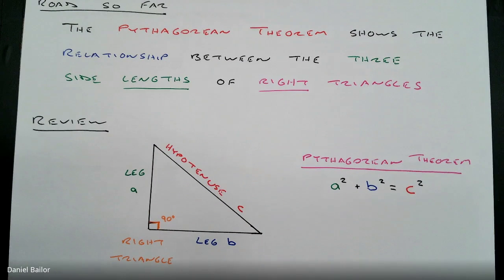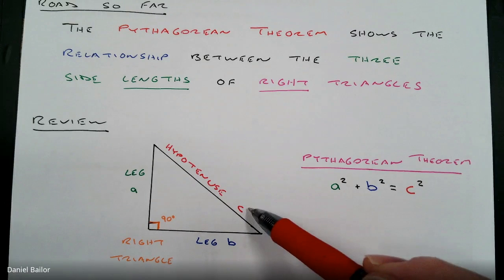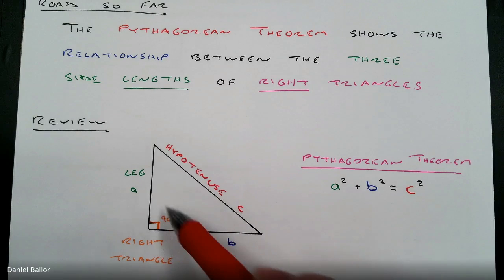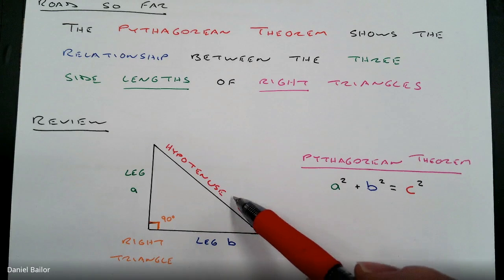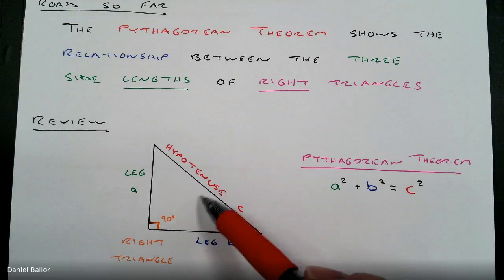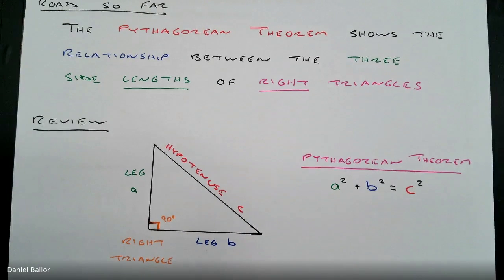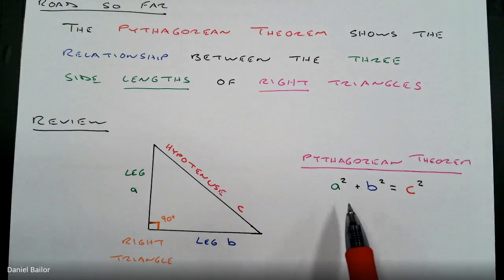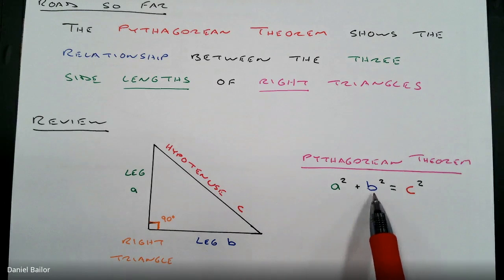Very important to remember how to find the hypotenuse. It is opposite the 90-degree angle, and the hypotenuse is always, always, always C. We have the two legs that hit the right angle, and we have the hypotenuse C opposite the right angle. We use this information, and we come up with the Pythagorean theorem. This is the Pythagorean theorem right here: A squared plus B squared equals C squared. That shows you the relationship between all three sides.